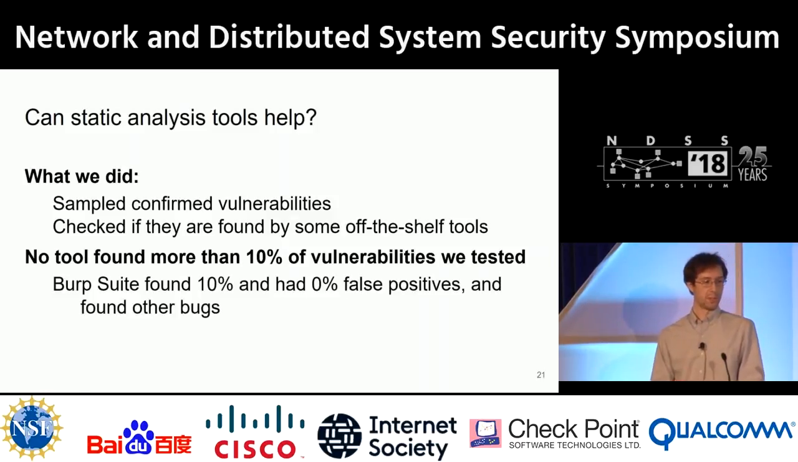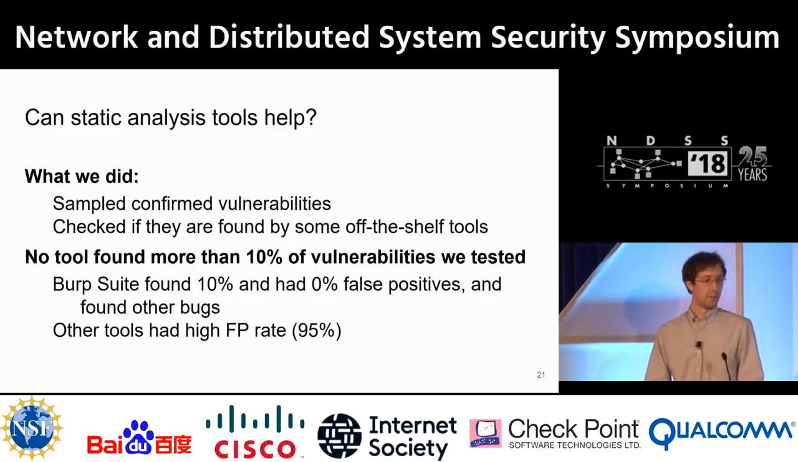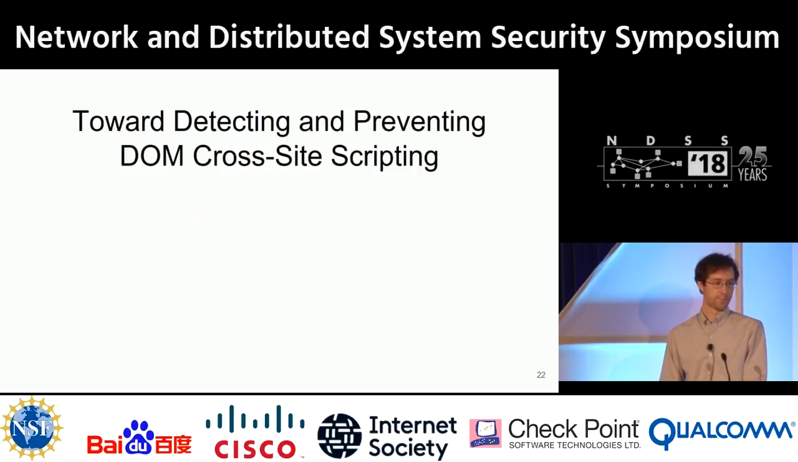However, Burp Suite, the one that found 10%, happened to have 0 false positives and found a few other bugs that we didn't find with our methodology. And the other tools had very high false positive rates. So it's likely that the static analysis tools aren't going to find many of these bugs that we found.